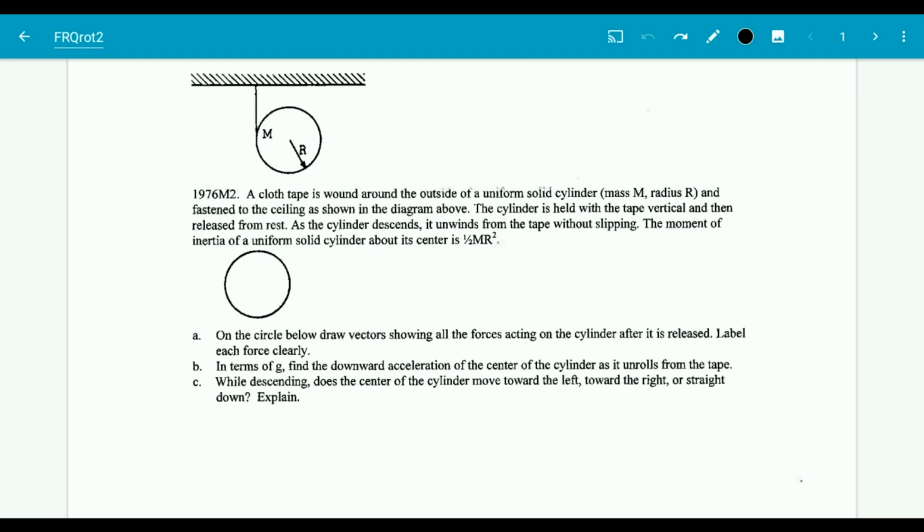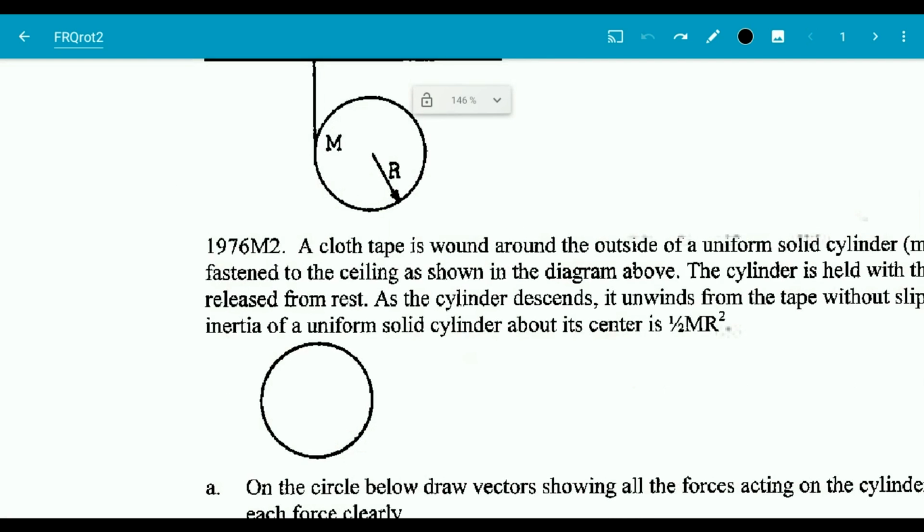And so part A asks us, on the circle above, draw vectors showing all the forces acting on the cylinder after it is released. Label each force clearly. So when the cylinder is released, it's still attached. Part of the tape, as it says in the problem, is still attached to the ceiling. So there's going to be some tension as it falls, right? Because that tape's going to pull on the rest of the cylinder as it falls, and we'll label that T.